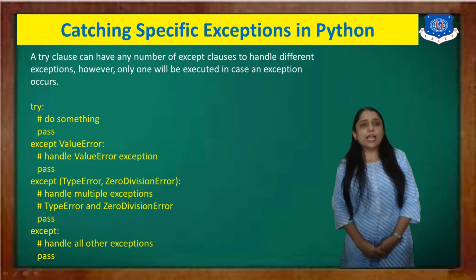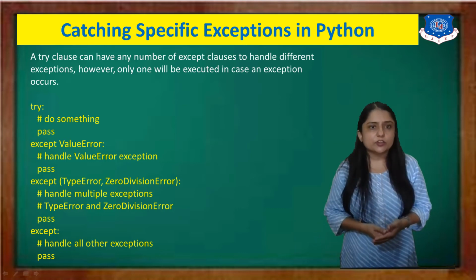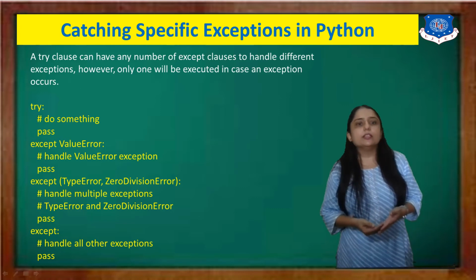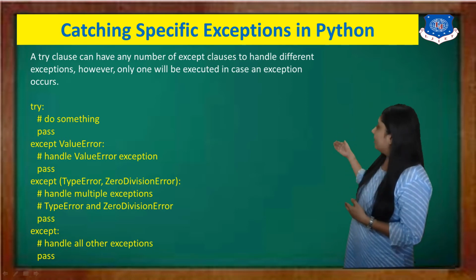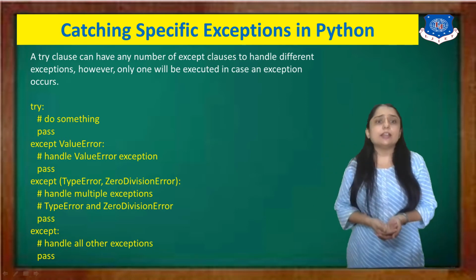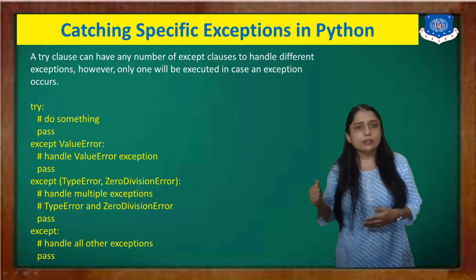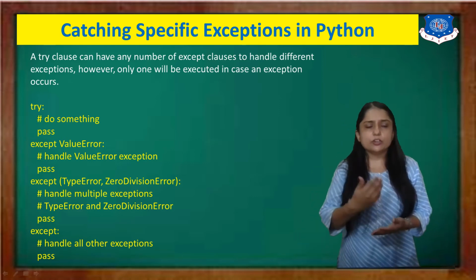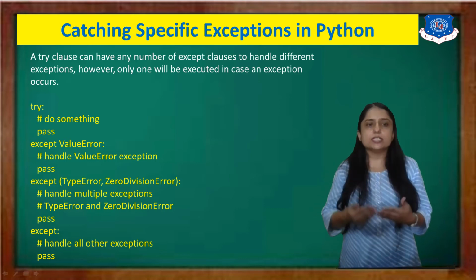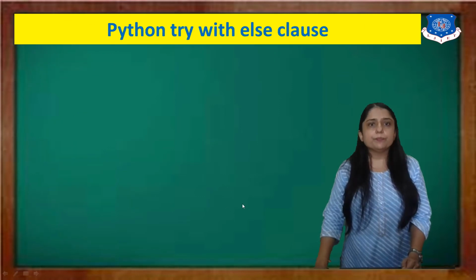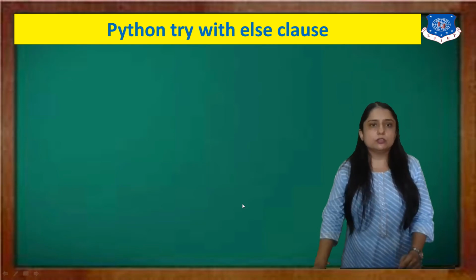right? So see here we have a try, whatever instruction you want to write, you can write down in this try. Then we want to pass some value. Then here I specify except ValueError. How we can handle this ValueError, you have to write inside this clause. Then if any TypeError, if any ZeroDivisionError, then you have to write down the expression inside that. And then all other exceptions you can write down in this. So that means you can write multiple except clauses inside one try clause. Okay. Now next we will discuss Python try with the else clause.